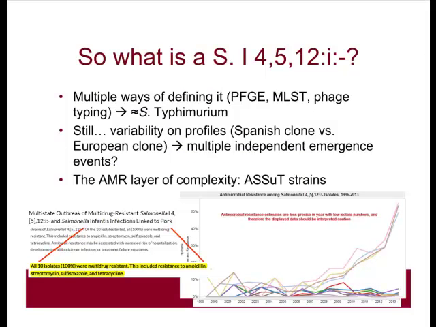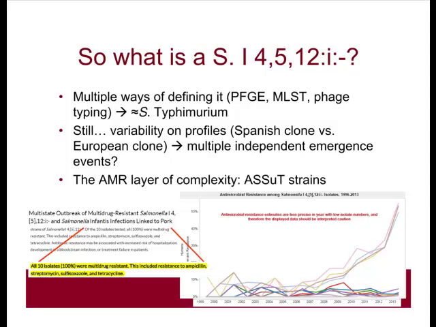So what is that? When we say a 4,5,12:i:- or a monophasic, what do we mean? Well, we are talking about something that, regardless of how you look at it, regardless of the technique of the lab that you use to study it, is going to be somehow closer to a Typhimurium than anything else. So it's kind of a Typhimurium variant, no wonder. But still, if you look close enough, you can see some differences within this serotype. So there are some strains that belong to this serotype that are different from others. And that, of course, depends on the technique you are using.